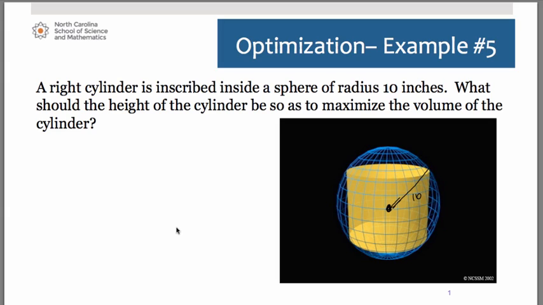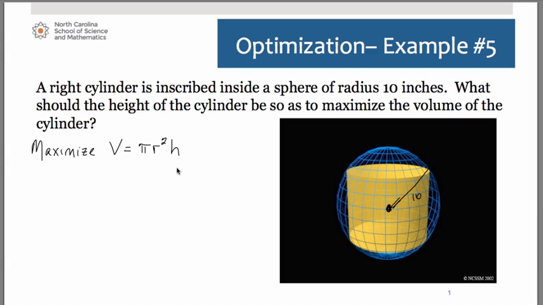So if we try to set forth first what it is we want to maximize or minimize, obviously in this case we want to maximize volume. And you need to remember how to get the volume of a cylinder. It's pi r squared h. That's what we want to maximize. Of course, the problem is we have two different variables. We have an r and we have an h. We're going to have to get this down to one variable somehow.